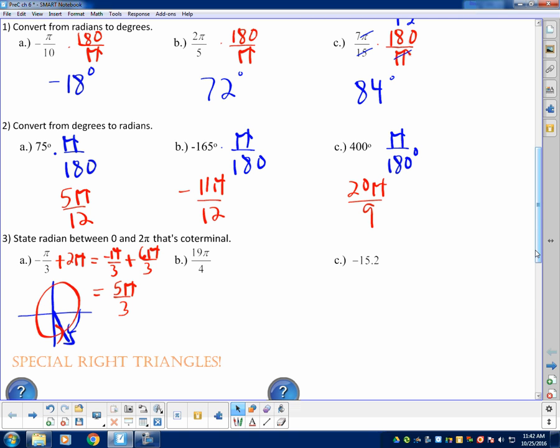If I add another pi over 3, I land back at 2 pi, or back at the positive x-axis. So add 6 pi over 3 to it. So you're going to be adding or subtracting factors of 2 pi. That's it.